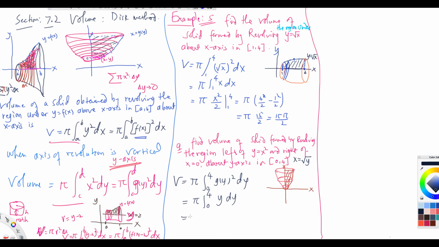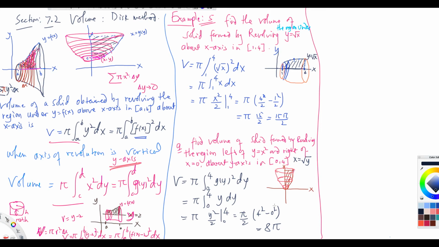So how much do you get there? Pi times y square over 2, from 0 through 4. So what do you get? Basically you get pi over 2 times 4 square minus 0 square, right? So what you get is 16 over 2 pi, that is 8 pi. That's what you get.